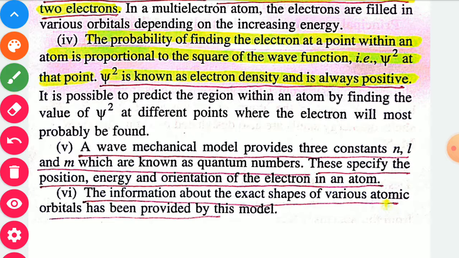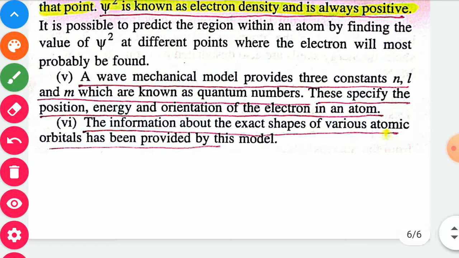The information about the exact shape of various atomic orbitals has been provided by this model. By this model we get the shapes of various atomic orbitals, which are basically s orbital, p orbital, d orbital and f orbitals. Really, we may draw the shape of orbitals with respect to the x axis for s orbital, p orbital, d orbital, but not for f orbital because f orbitals are so complex.